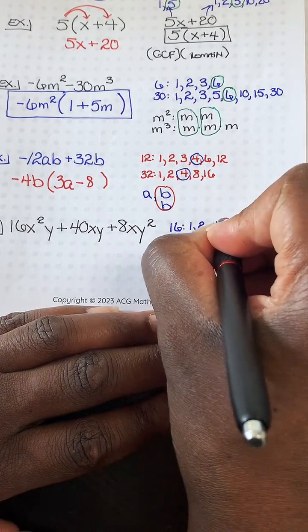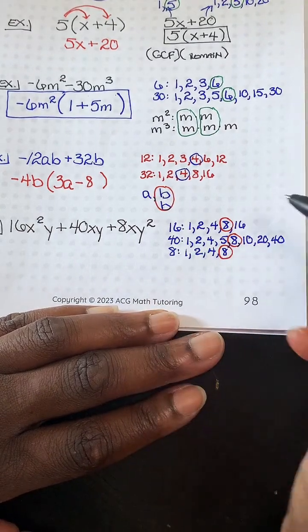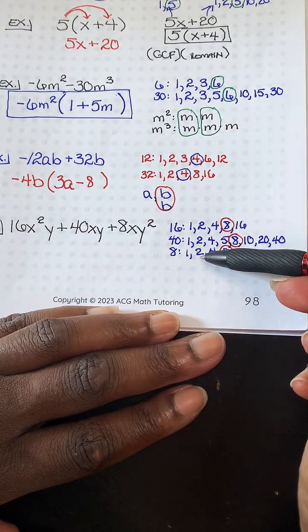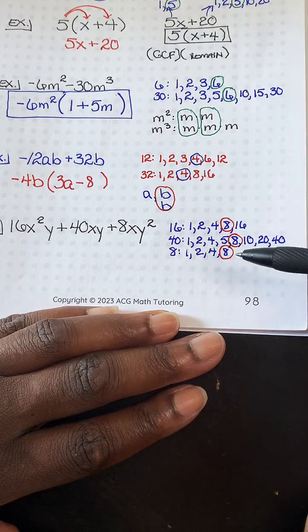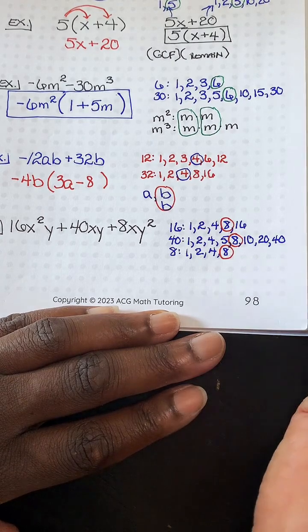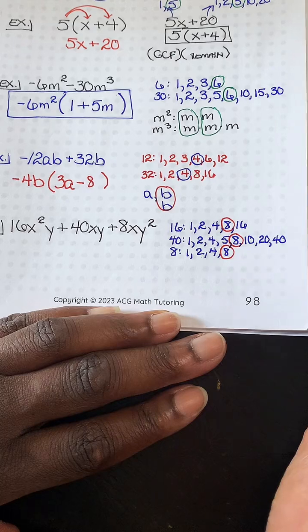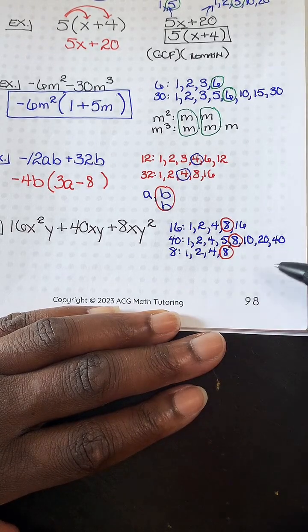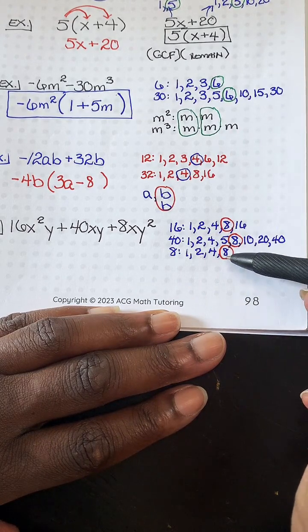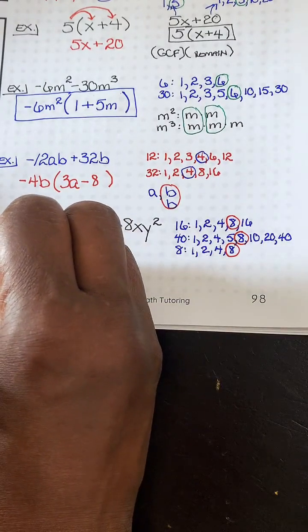So GCF is going to be 8. Yes, all 3 of them have 2s. Yes, all 3 of them have 4s. But that's not the greatest common factor. The greatest common factor doesn't necessarily have to be the largest number, okay? Because if I kept going, we need to have the 8s. So that's the GCF for the numbers.